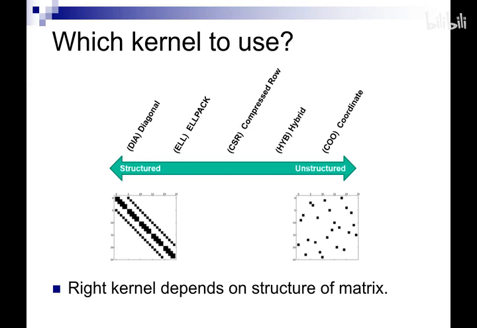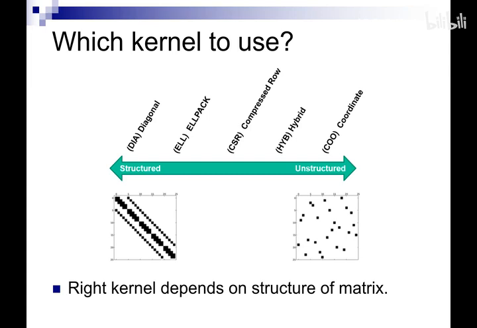For the ELL format, you don't care where the non-zeros are, but you try to ensure that you have the same number of non-zeros per row. So there's some sort of structure there for the ELL format. It's less than what you assume for the diagonal format, but you still make some assumptions. And then for even more unstructured matrices, you can use the CSR or the hybrid or the COO format.